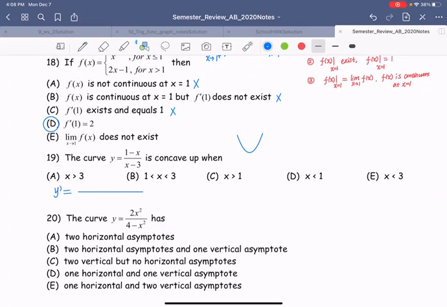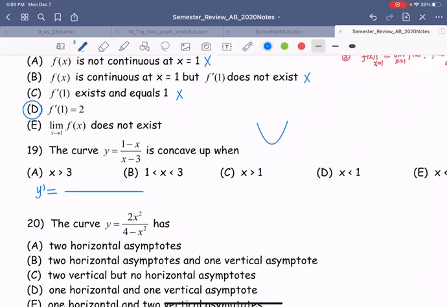Now go ahead, use quotient rule. Oh, you know what? The quotient rule is too slow. Okay, we are smart people. We want to do a better way. Y equals 1 minus x over x minus 3. So I'm going to change that 1 minus x to be 3 minus x, and then minus 2. Can I? Does this make sense?